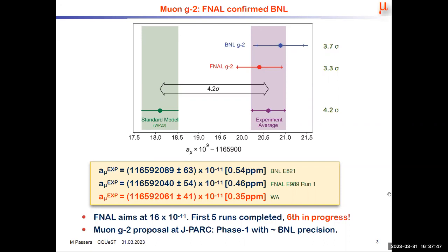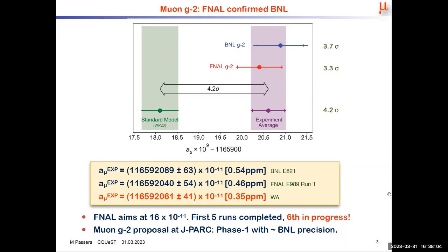So this is the discrepancy that we have, or we had, let's put it like this, from the Standard Model prediction. We're all excited about this muon g-2 because of this difference that you see here between the experimental average and the value that we had.